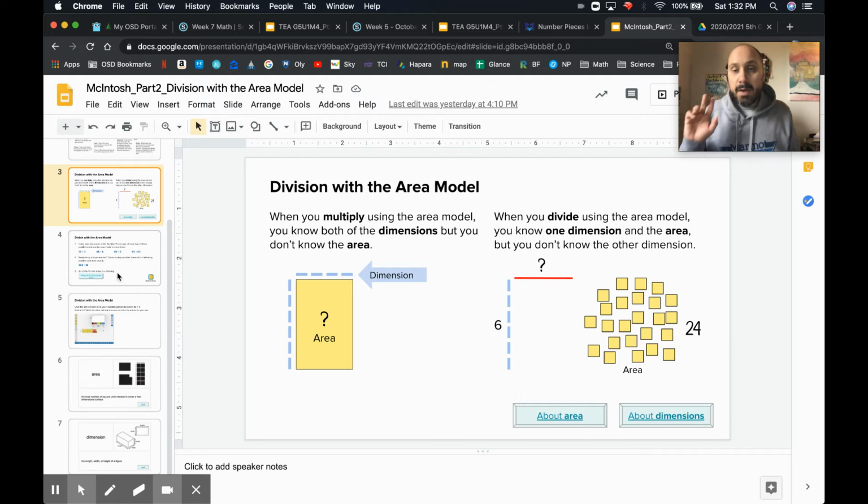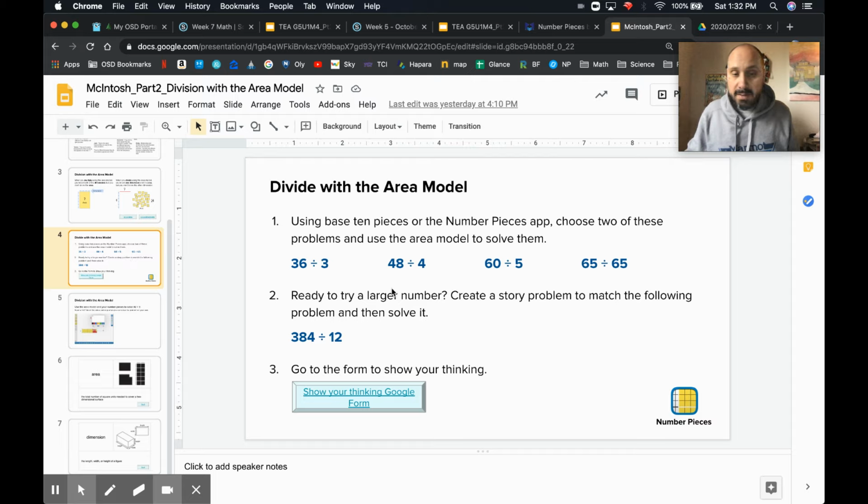All right. So when you get through this, I'm going to show you, we're going to go down to this slide here. So this is the 5th slide, and it says divide with the area model. You will show all of your thinking. So listen to this real quick. You will show all of your thinking within this Google form right here after you solve these problems, either on paper. You can do it on paper and take a picture, or you can do it in the Number Pieces app, okay? But you're going to do that all in this Google form for me this week.